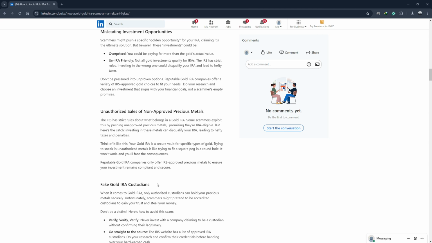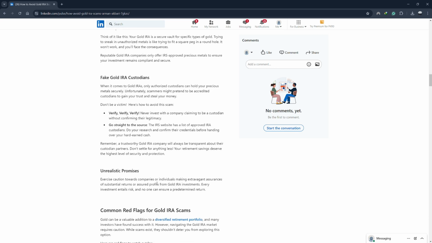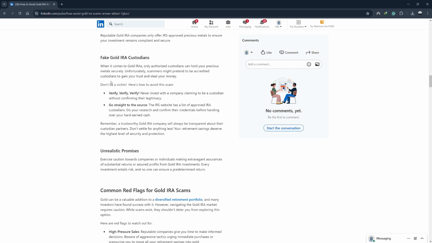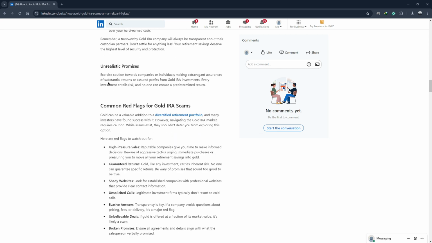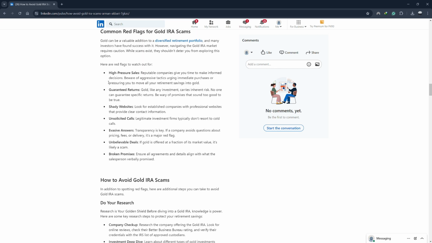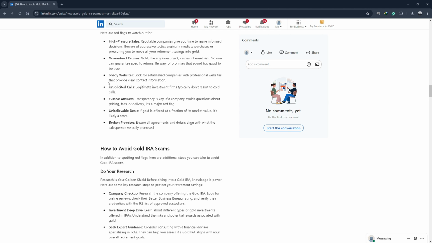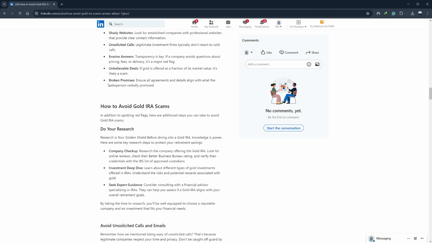5. Fake investments. Some scams involve selling fake or overpriced gold. Ensure the gold you're purchasing is IRA approved and meets the required purity standards. Work with reputable dealers who can provide certification and proof of authenticity for your gold investments.